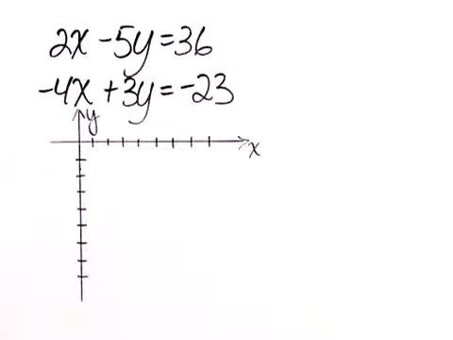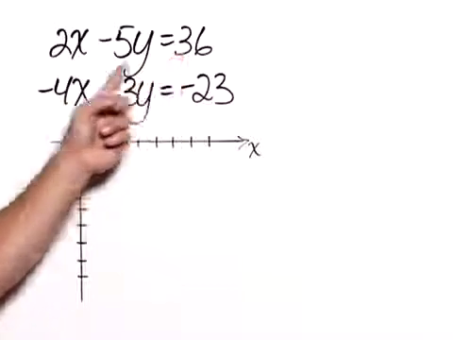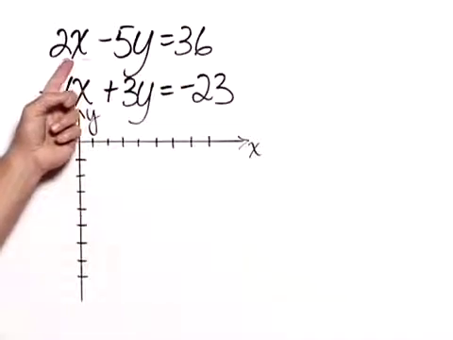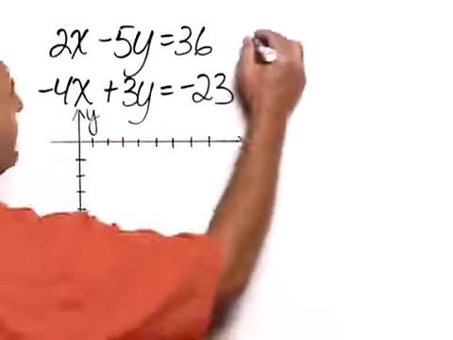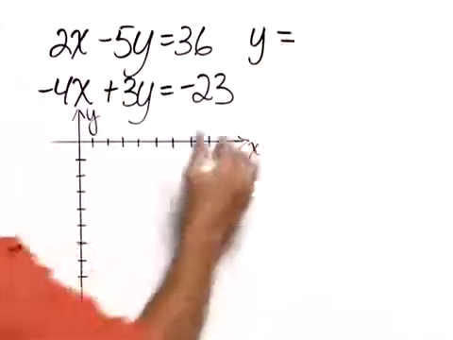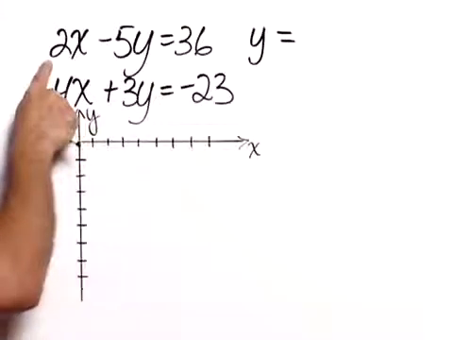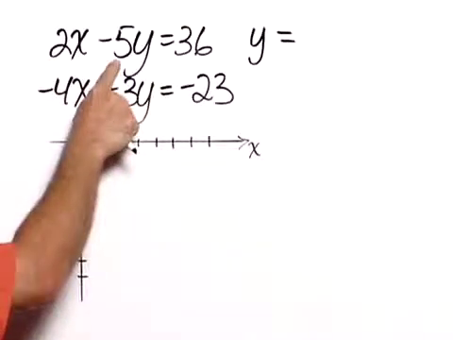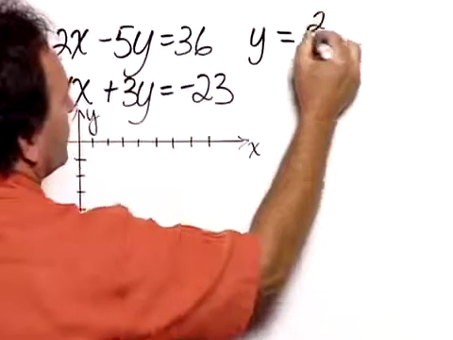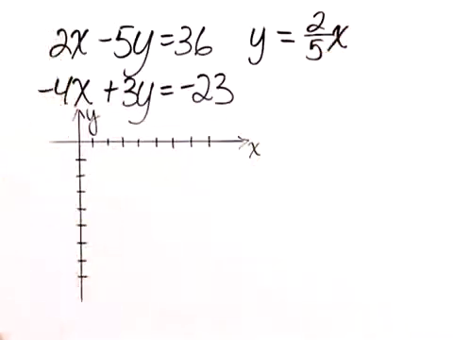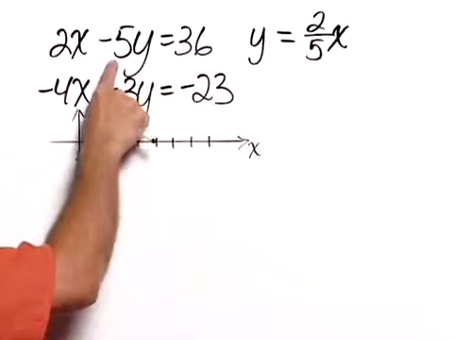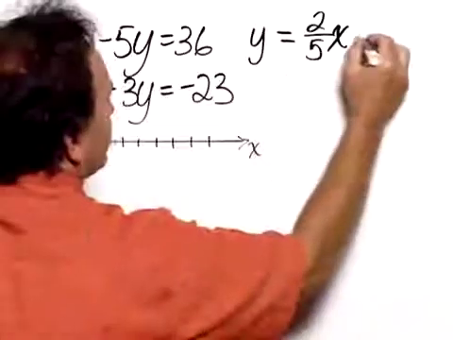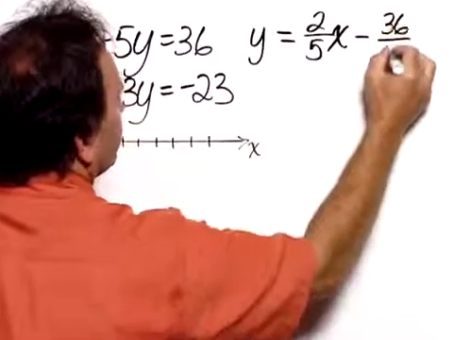To graph these, let's put them in slope-intercept form. So for the first equation, we would have to subtract 2x from both sides, then we would have to divide by negative 5. That result is y equals, well again, it's a negative 2 divided by a negative 5. That's going to be positive 2/5 x. Then we're going to divide a positive 36 by a negative 5. So that's negative 36/5.